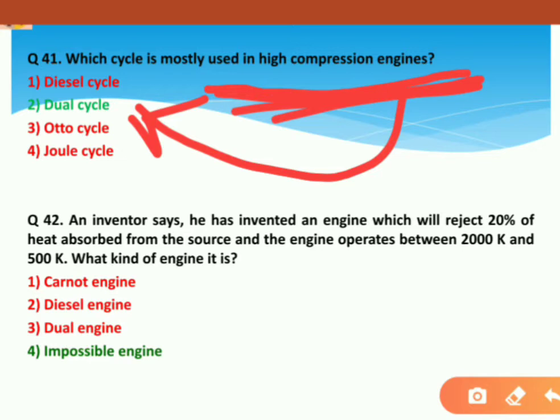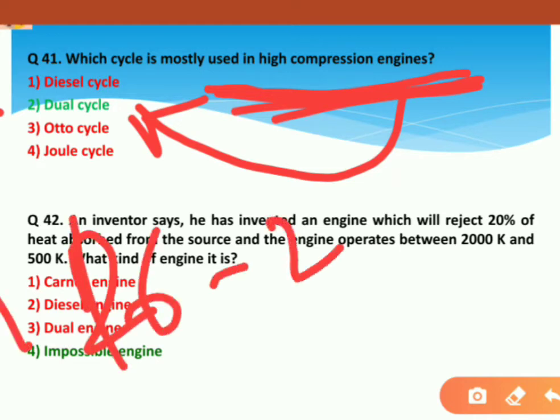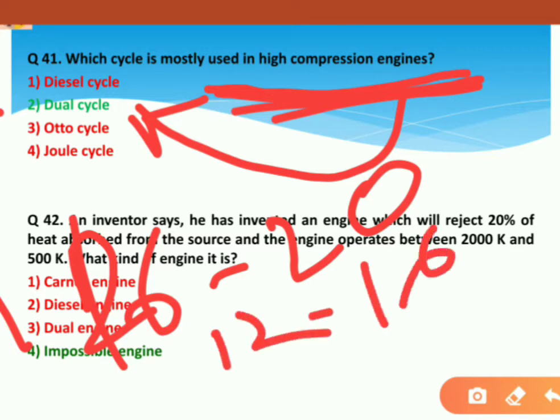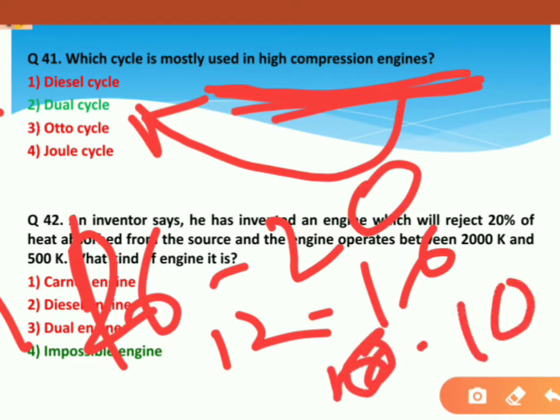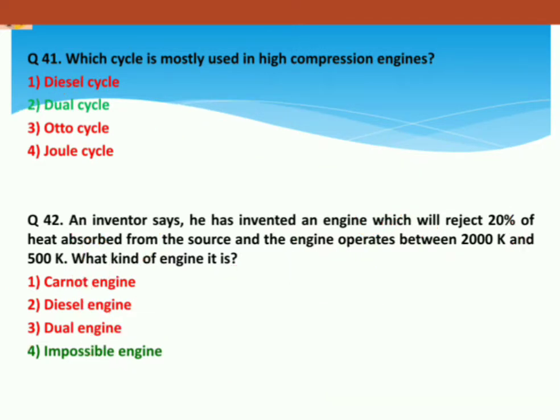But whenever they ask which cycle has maximum compression ratio, then you have to say that diesel cycle has the maximum compression ratio. Diesel cycle, we know it's 16 to 20. For dual cycle it's 12 to 16 compression ratio, and compression ratio for Otto cycle is 6 to 10. But for 41, here dual cycle will be the correct answer. So let's proceed to next question.